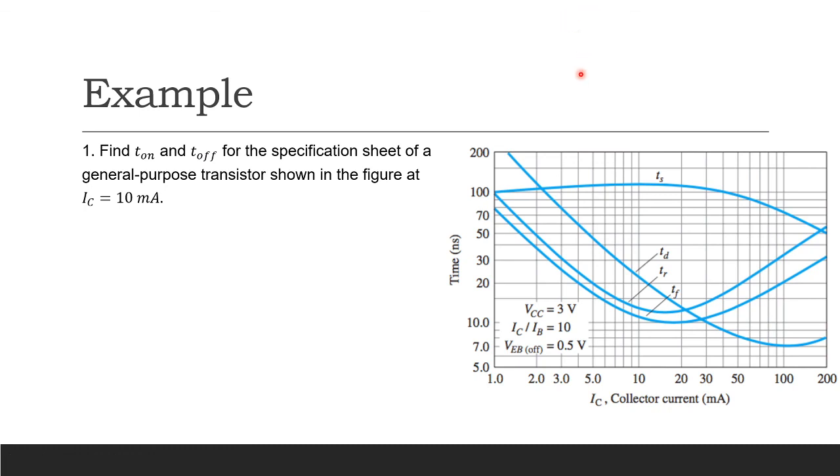So, here is an example. Find T-on and T-off for the specification sheet of a general purpose transistor shown in the figure, at IC equal to 10 milliamperes. So we are asked to find our T-on and T-off. To do that, we just follow our graph. By the way, this figure, class, is an actual specification sheet.